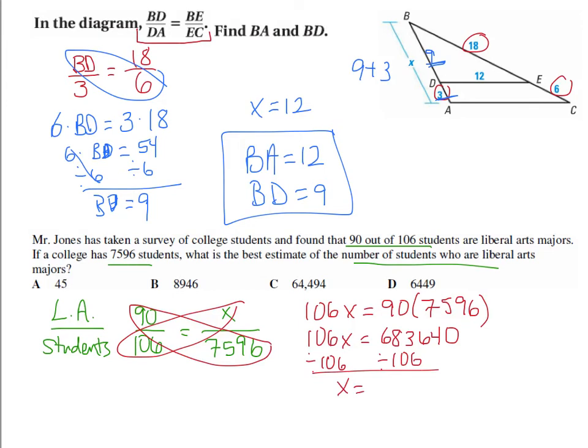So we get 6,449.433 around, and that would be our letter D.